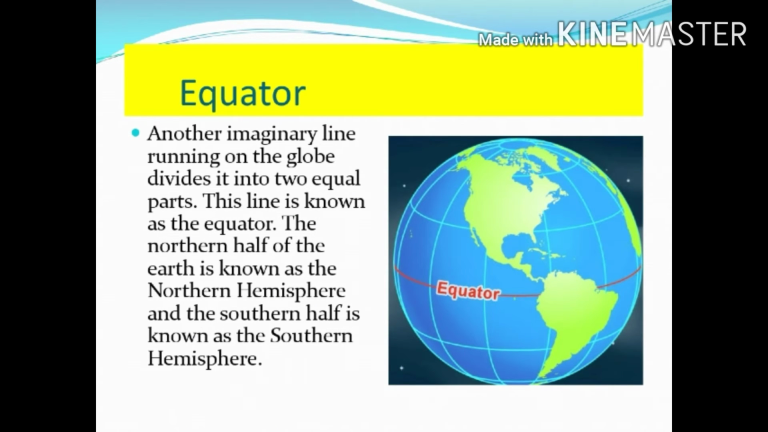Equator. Another imaginary line running on the globe divides it into two equal parts. This line is known as the equator. The northern half of the earth is known as the northern hemisphere and the southern half is known as the southern hemisphere.